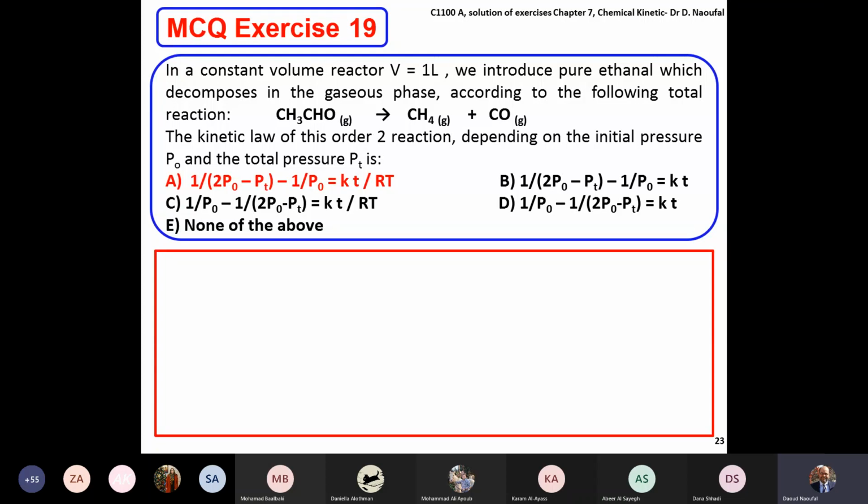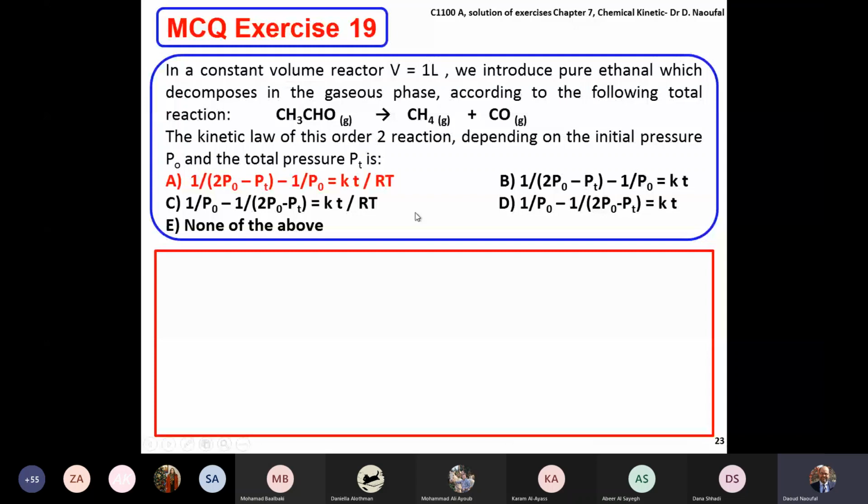So if we replace the concentration by the pressure, we will obtain 1 over P_t equals 1 over P_0 plus kt. So look at the proposals: 1 over the pressure minus 1 over the initial pressure equals kt. Suppose in the answers you have ln of pressure, you can eliminate this answer directly.